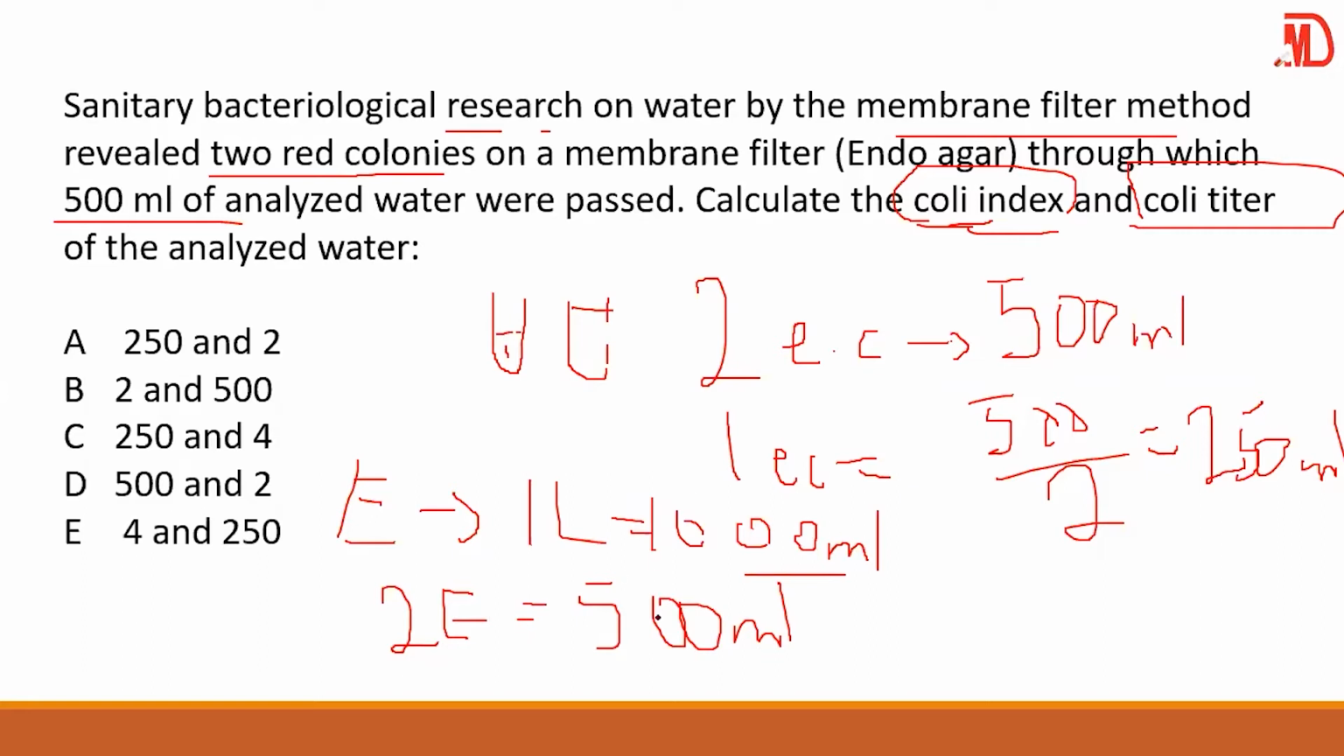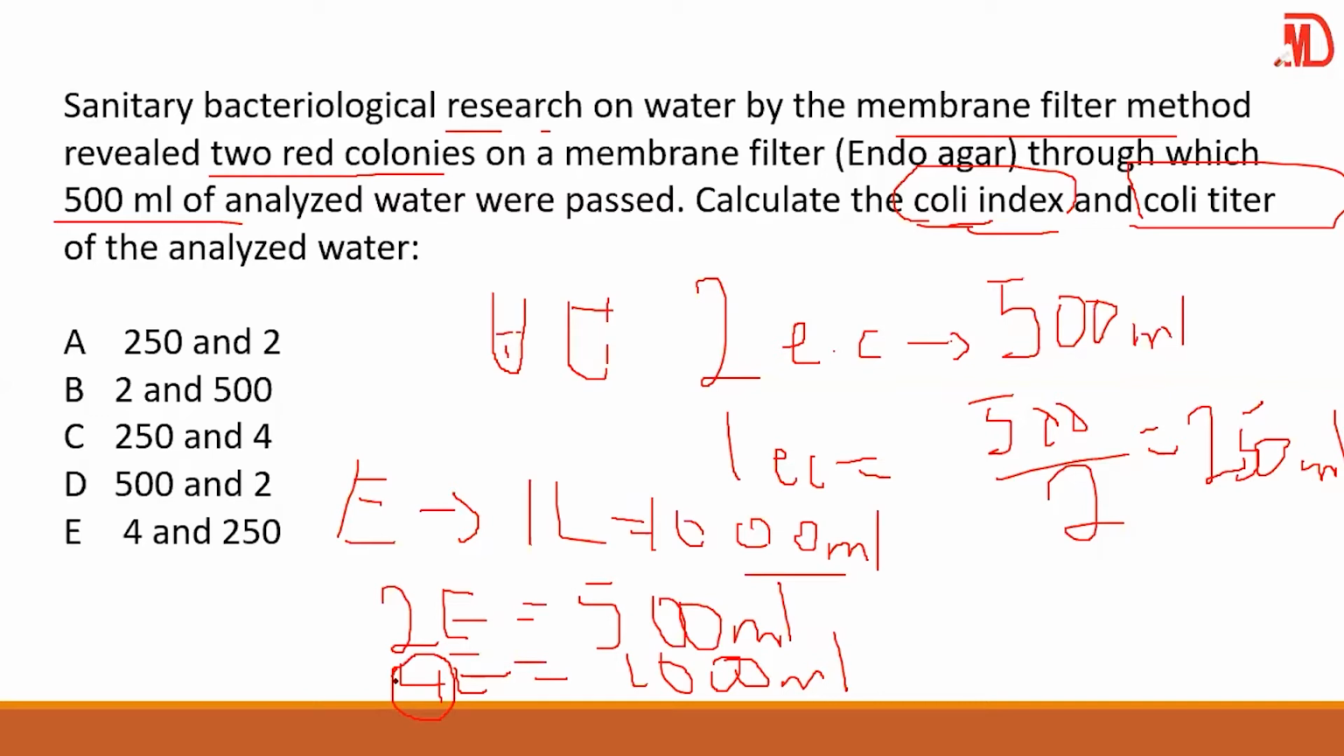Of course, you have to double it. So that means that 4 E. coli will be equal to 1,000 mils. Again, it means that if you can see 2 E. coli in 500 mils, then with 4 coli, you will see 1,000 mils. And that is what we're actually looking for in the coli index. So this 4 here will now be the coli index.